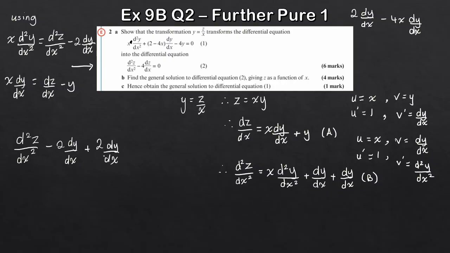So like you can see already, these are just going to cancel, so that works quite nicely. We've also got minus 4 lots of x dy by dx. Well, x dy by dx is dz by dx minus y, so we just need to times this by, sorry, minus 4. So that's minus 4 lots of dz by dx minus y, and then we also have minus 4y at the end here to make it equal to 0.